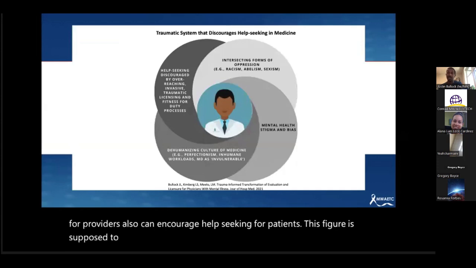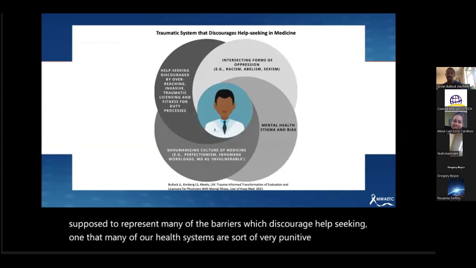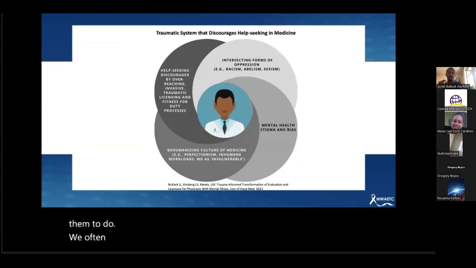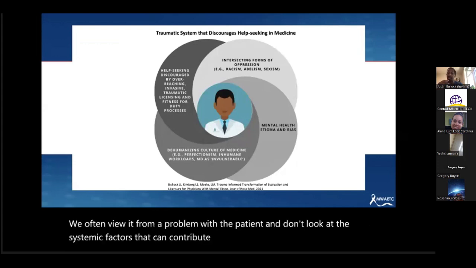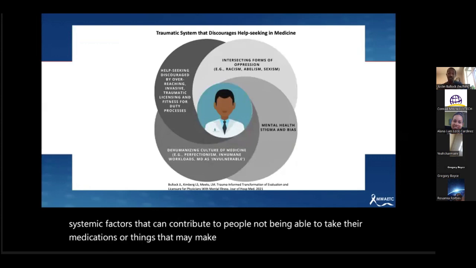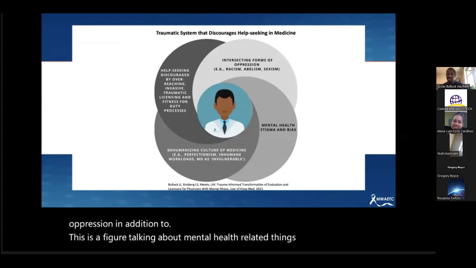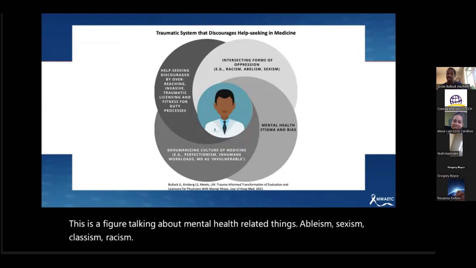This figure is supposed to represent many of the barriers which discourage help seeking. One, that many of our health systems are very punitive and carceral when patients don't adhere to the things that we want them to do. We often view it as a problem with the patient and don't look at the systemic factors that can contribute to people not being able to take their medications, or things that may make it hard for people to get access to medications or other treatments. There's certainly intersecting forms of oppression, in addition to mental health related things: ableism, sexism, classism, racism, xenophobia, all of these things. They discourage people from seeking help because people feel like they won't be seen as a human. They will be dehumanized when they seek treatment.